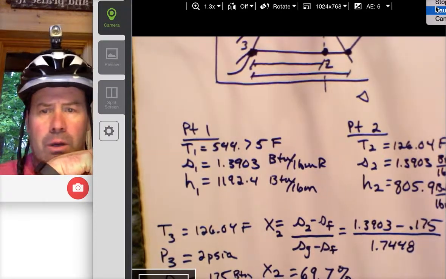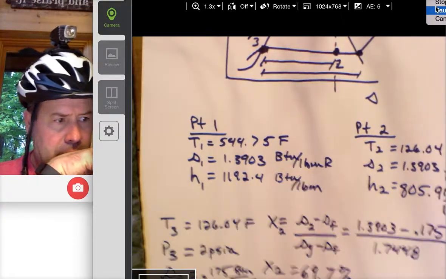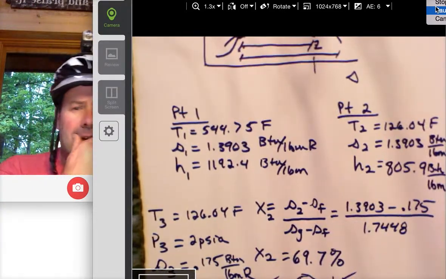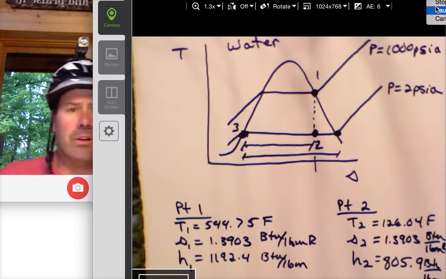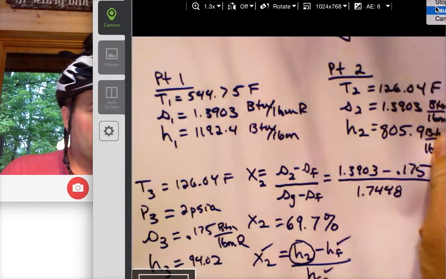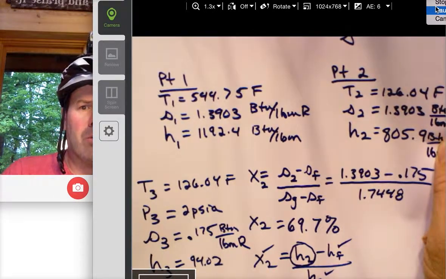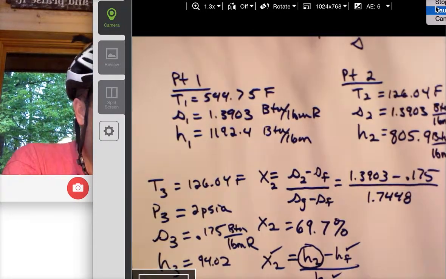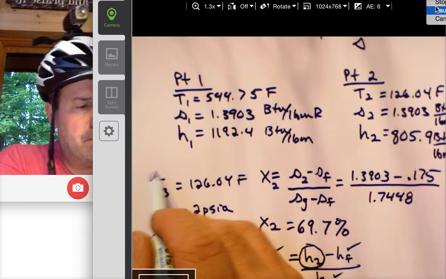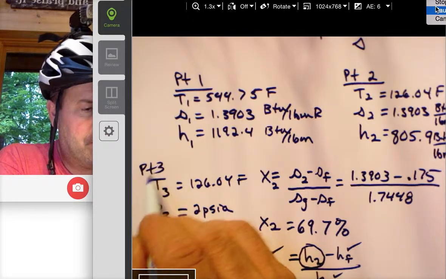Before we go, I want you to take a look at this and come up with any questions that you might have about my drawing or about my work in finding point 1, point 2, and point 3.